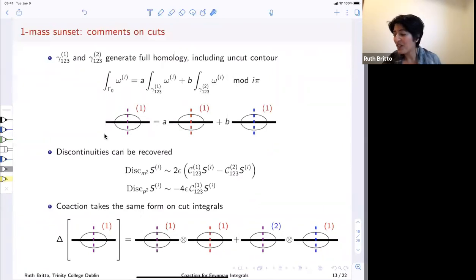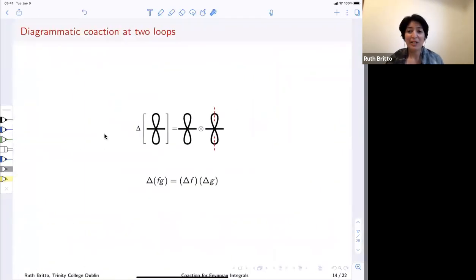Okay, so let's move on to the remaining examples we've worked out. Here, this is quite a simple one. This is just a double tadpole, so it's just a power function. This really just follows directly from the one-loop result, from this basic property of a coaction that the coproduct commutes with multiplication.